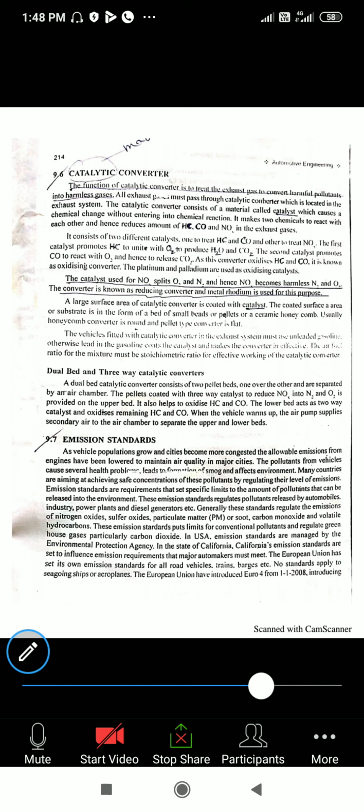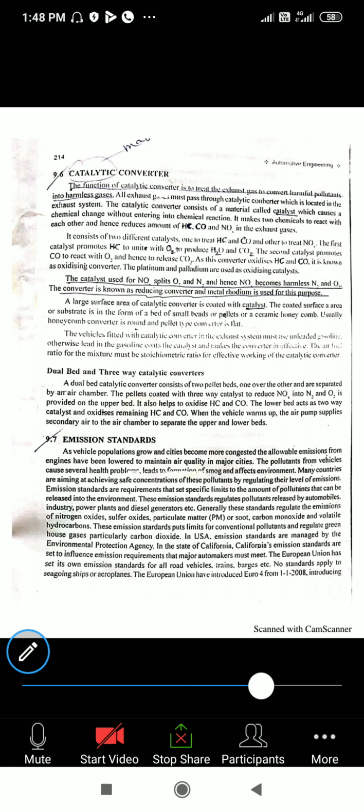All the exhaust gases must pass through the catalytic converter, which is located near the exhaust system, where the exhaust pipe and the silencer pipe are given for the engine. Over there these types of catalytic converters are used. In detail, we will study how the catalytic converter works and how the chemical reactions change, and you are going to study that also.